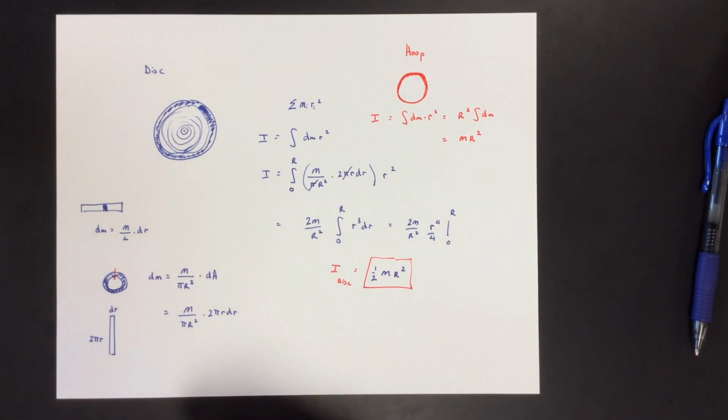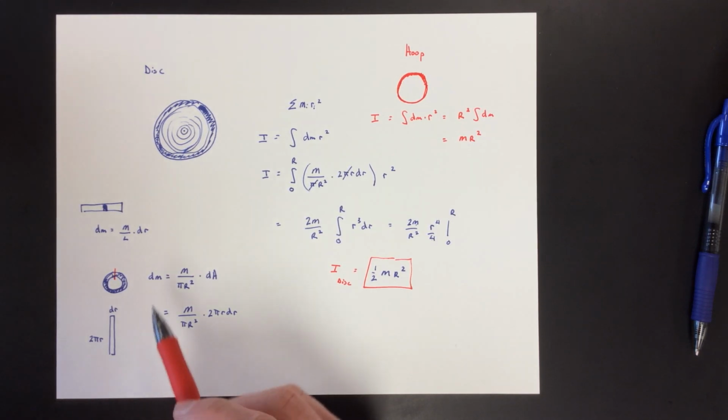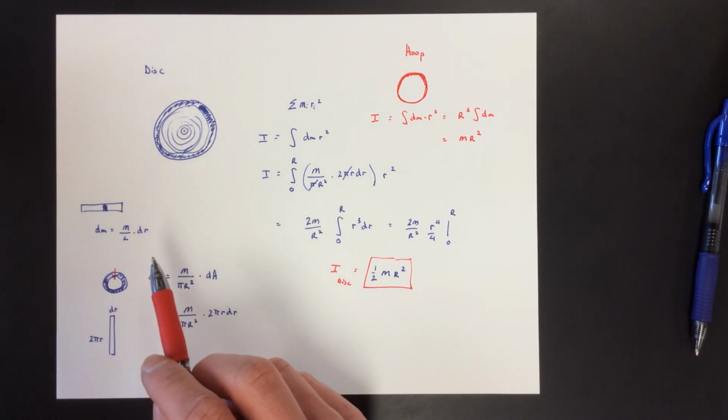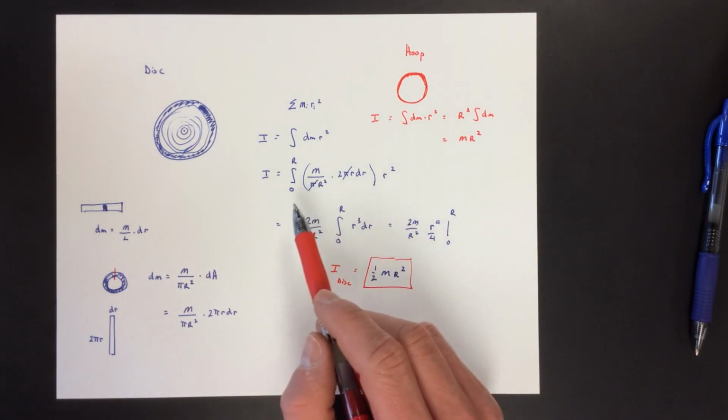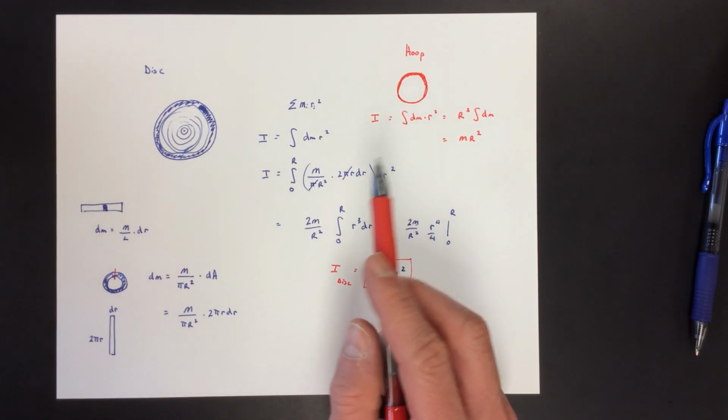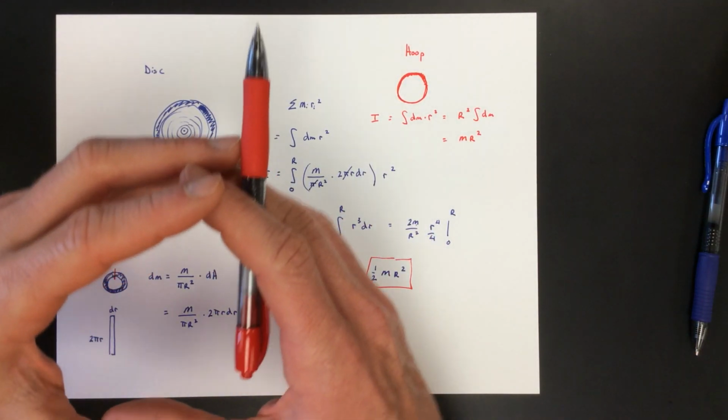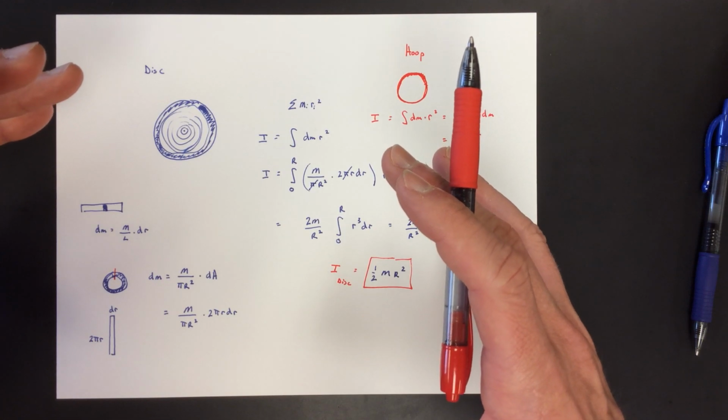Okay, so those are the 4 things I think you should be comfortable with: doing the board pivoting in the center or on the end, doing the disk, and then of course doing the hoop. And a hoop is really just a glorified point particle with its mass just all kind of spread out.